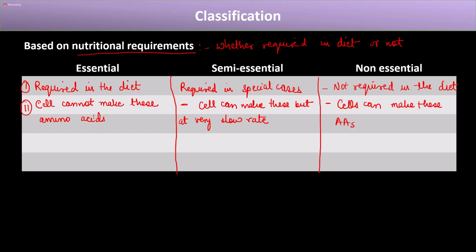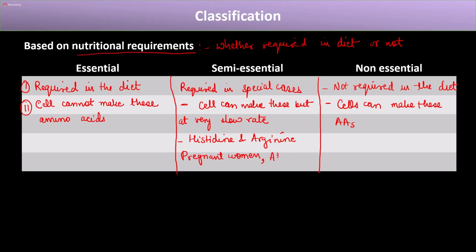Now, what is the example of essential amino acids? We'll see that shortly. But for now, just write the examples of semi-essential amino acids. The semi-essential amino acids are histidine and arginine. These are semi-essential because our body can make them, but at a very slow rate. Hence, in certain cases, for example in pregnancy, these amino acids are given as a supplement from outside.